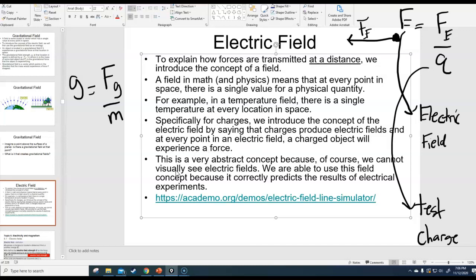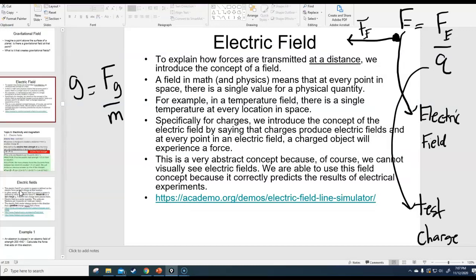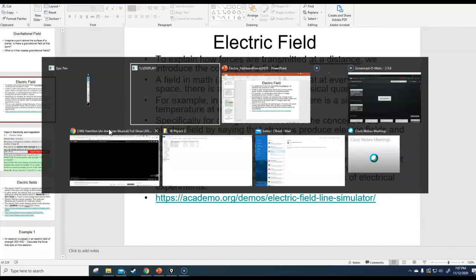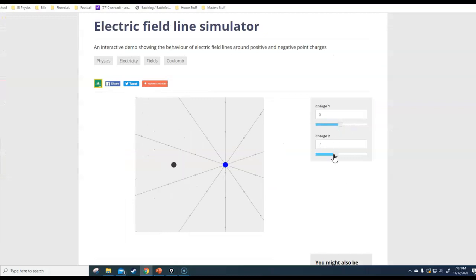Add some of that to your notes, and I will show you one or two simulations just to give you some semblance of trying to visualize these abstract things I'm talking about. Okay, so neither of these simulations are the best, but it is what it is.